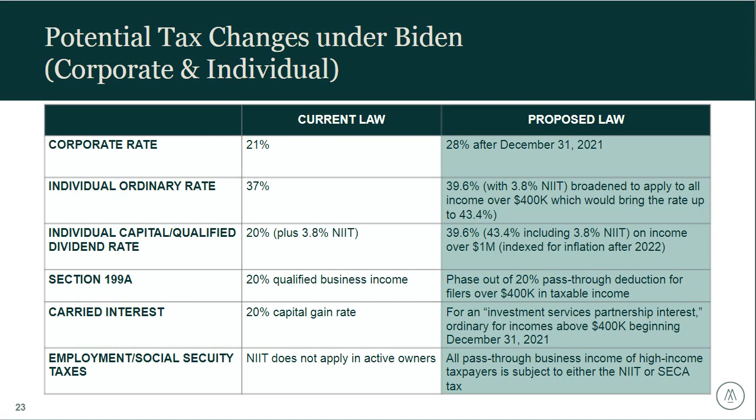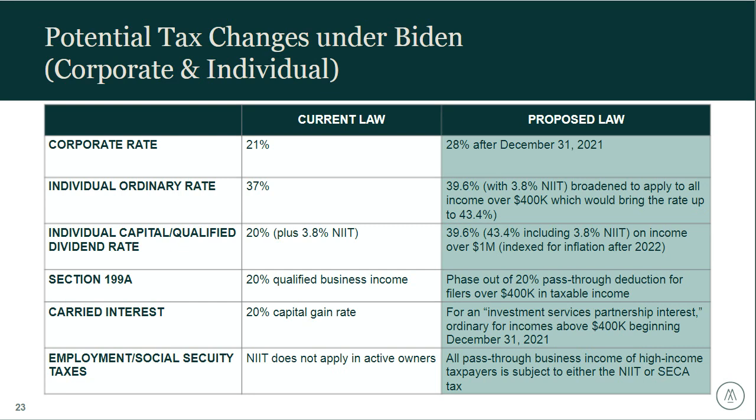The corporate rate is proposed to go up to 28% after 2021. And then the individual rate is proposed to go up to the old highest tax rate of 39.6. And then the 3.8 net investment income tax would also be broadened and apply for people that make over $400,000. So effectively, the highest rate could go up to 43.4%. On the capital gain front, we're talking about going up from 20 all the way up to 43.4% in the worst case, for people that make over $1 million.